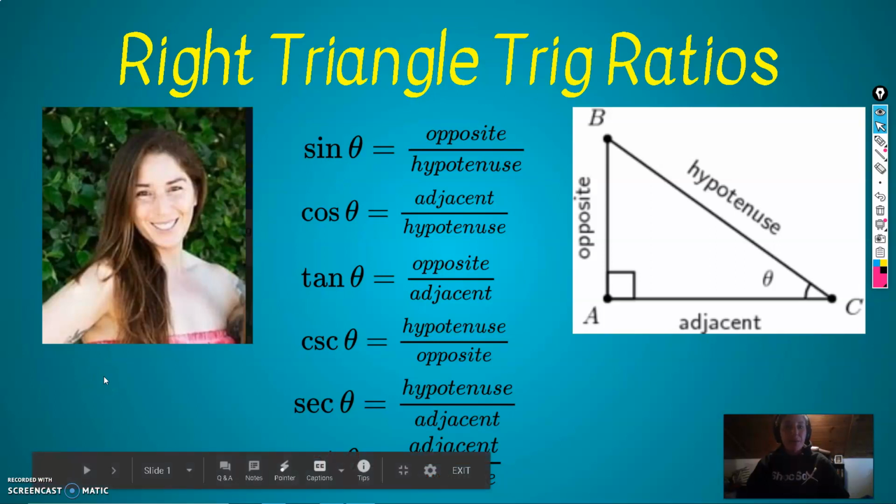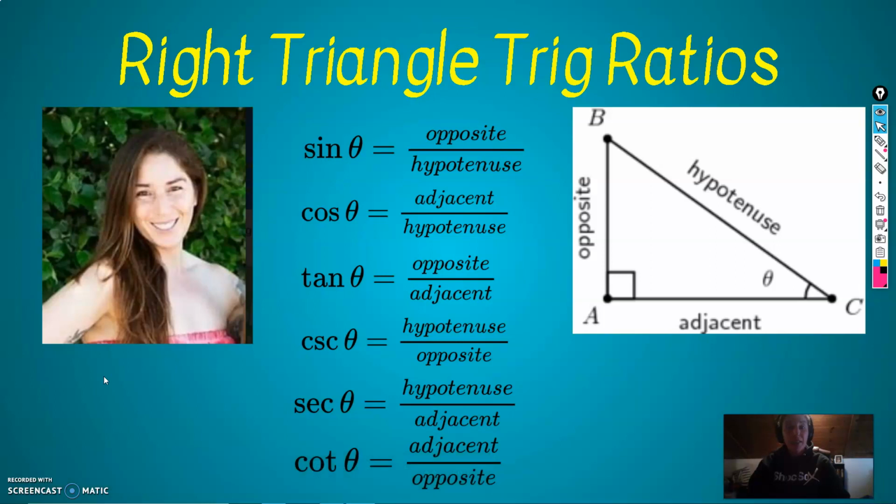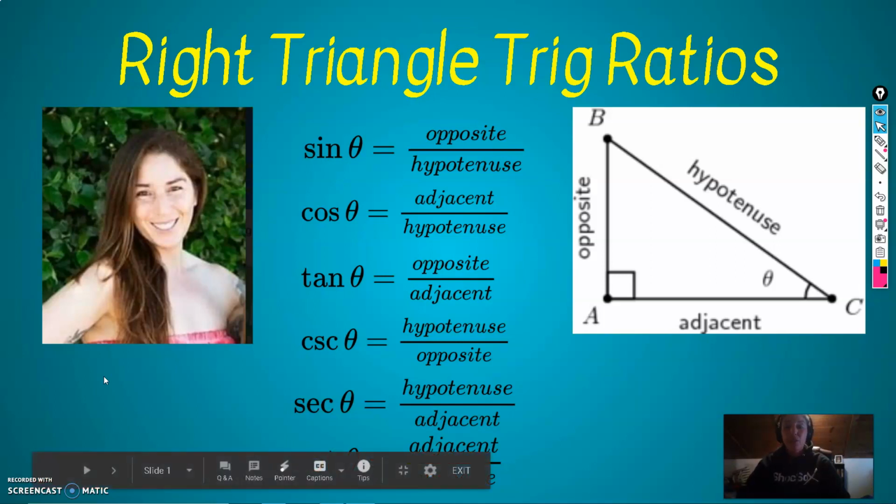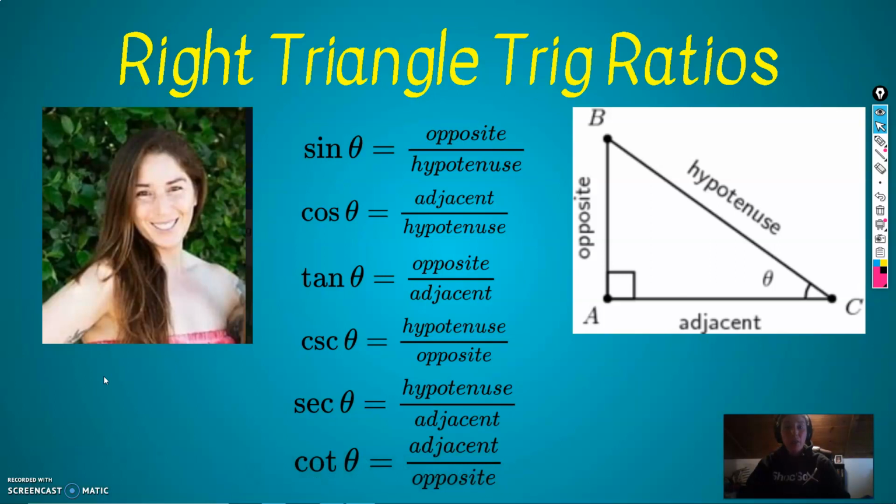Hey guys, welcome to right triangle trig ratio. So today we are going to be talking about everything in terms of right triangles. We're going to be talking about sine, cosine, tangent, cosecant, secant, and cotangent. And we're also going to solve some right triangles.